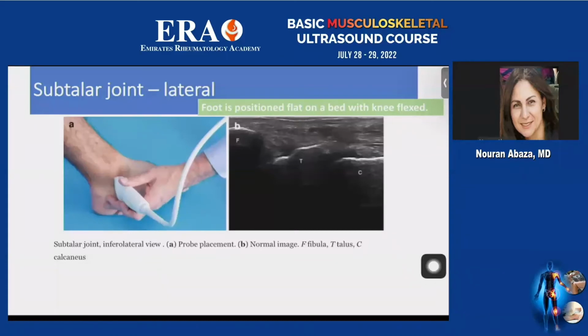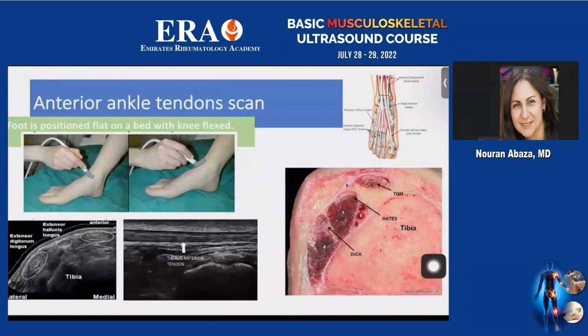So what about the anterior ankle tendon scan? When it comes to the anterior ankle, we want to see, from medial to lateral, the tibialis anterior tendon, and then the extensor hallucis longus with its insertion in the distal phalanx of the big toe, and then the extensor digitorum tendons, each one inserting into the corresponding distal phalanx.